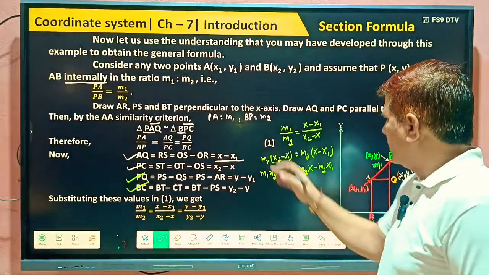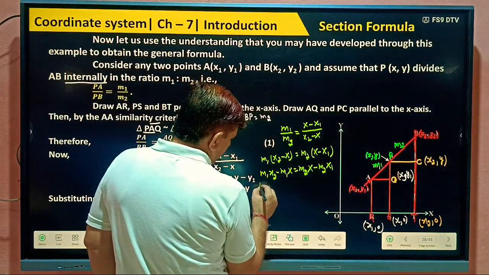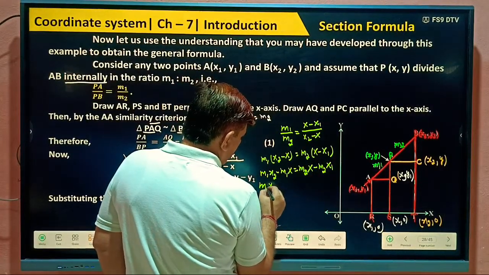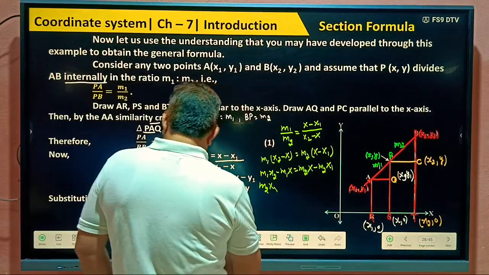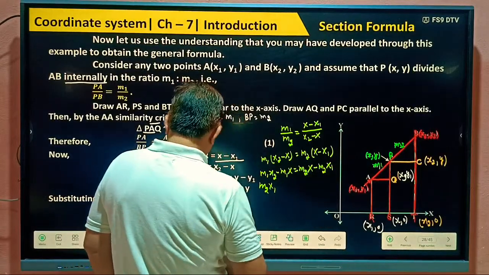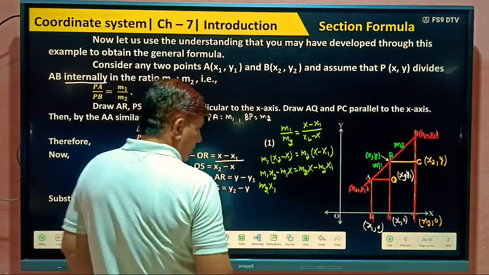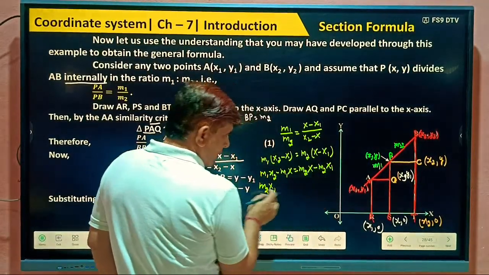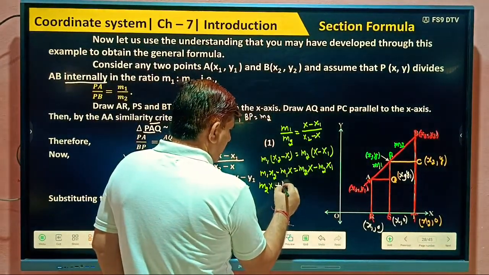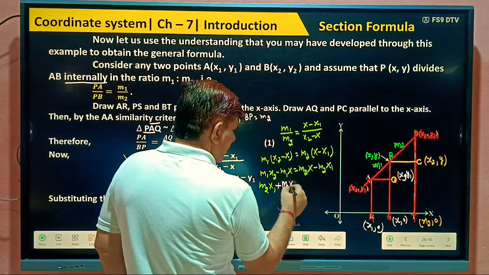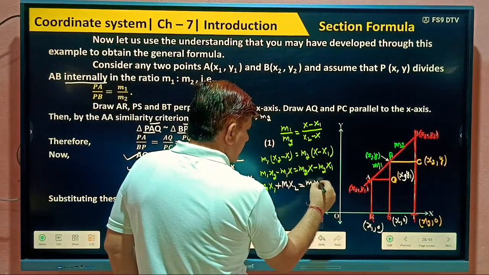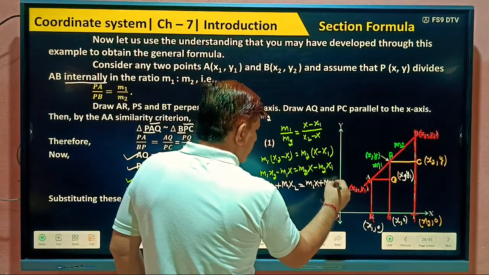Bring this to this side and this to that side, so it becomes M1 X2 plus M2 X1. Since I have taken it to that side, its sign changes, minus becomes plus. So M1 X2 plus M2 X1 equals M1 X plus M2 X.